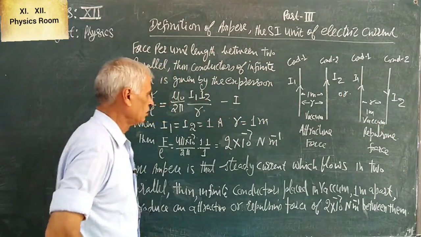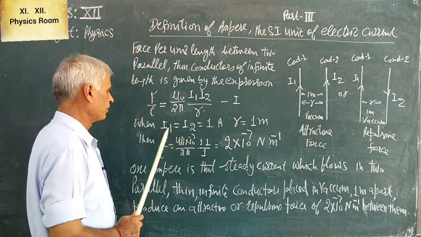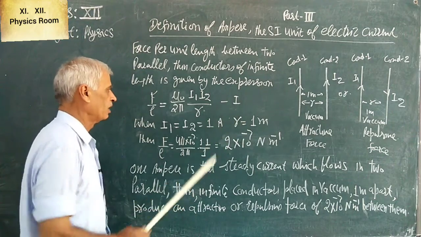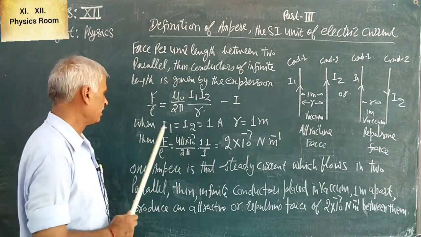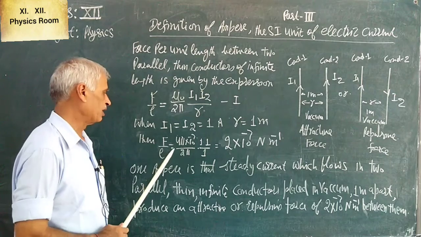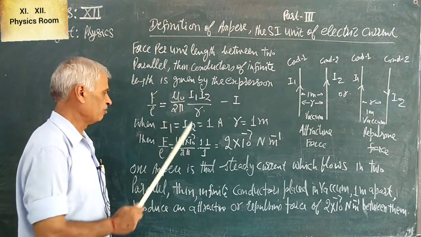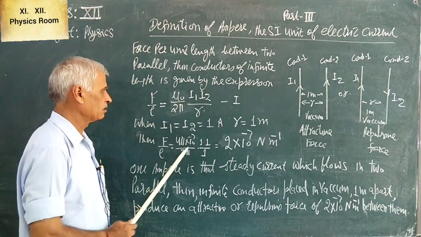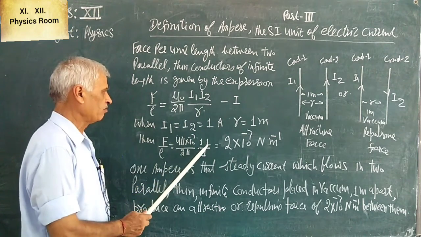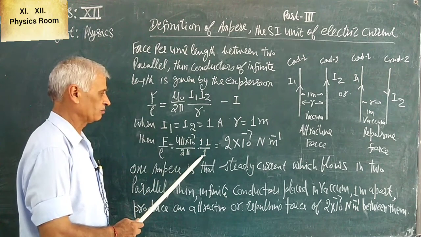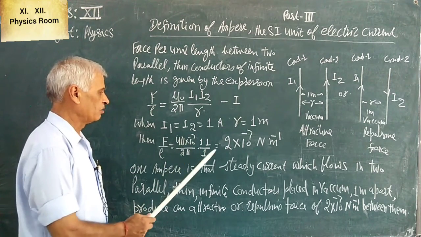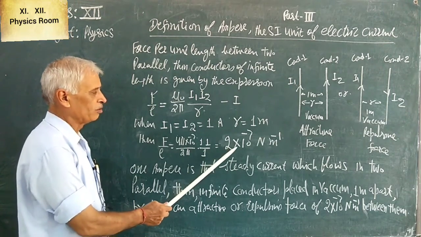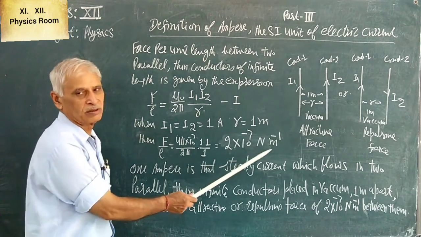Now, we substitute these values I1 equal to I2 equal to 1 ampere and R equal to 1 meter in this expression. We get F by L, force per unit length, is equal to, we substitute the value of mu 0 as 4 pi into 10 raised to power minus 7 and 2 pi as it is, I1, I2 1 ampere, R 1 meter. And if we simplify it, we come to force per unit length equal to 2 into 10 raised to power minus 7 Newton per meter.